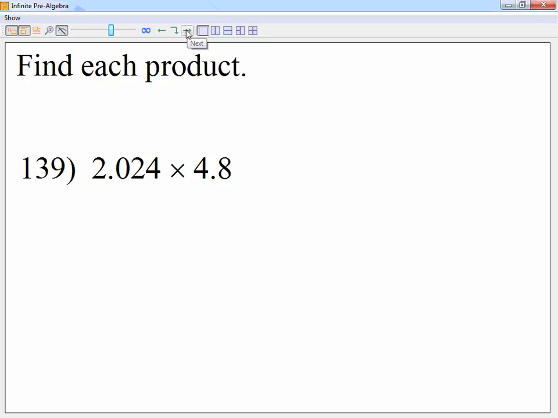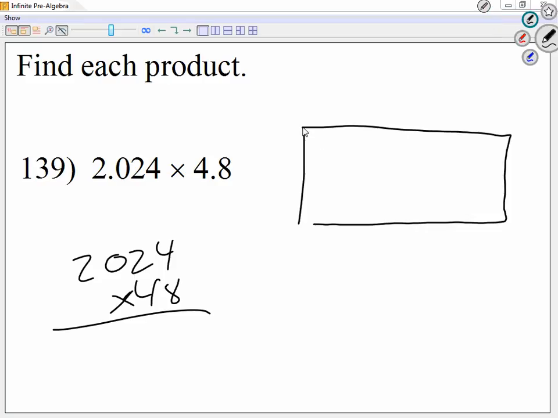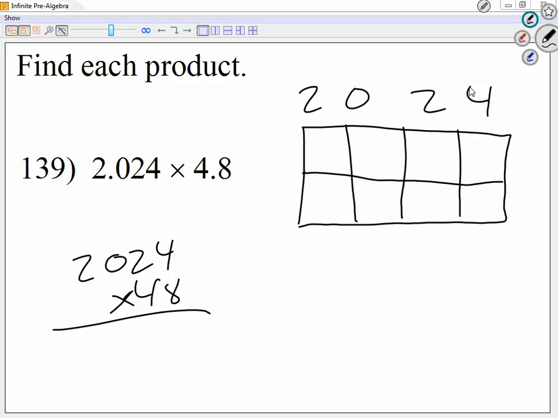Now looking at 139, I multiply those numbers. I know you guys know your traditional way. Right now I'm ignoring my decimals. You guys know how to multiply like that. When there's too many digits, I usually use the Lattice method, the little boxes. So I'm going to go 2024 multiplied by 48. I know my little boxes are cut in half.